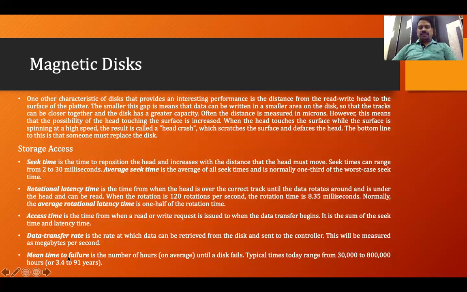Next is the mean time to failure, which is the number of hours on average until the disk fails. So mean time to failure is the number of hours until your disk fails. Generally the range will be 30,000 to 8 lakh hours. Okay, it means that 3.4 to 91 years. This is the average life of any magnetic disk.